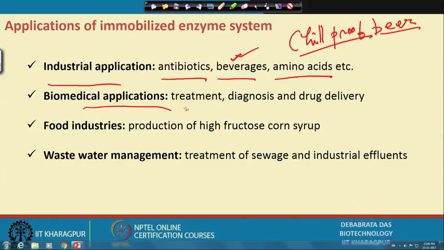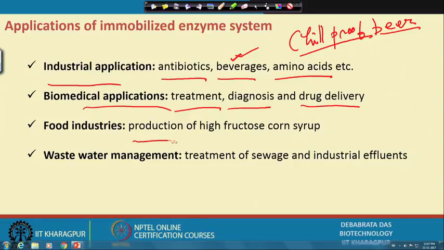Then medicinal application, I told you, treatment and diagnosis. Diagnosis means, suppose particularly during an athletics competition, we want to find out whether the athletes have taken any kind of stimulant. We can have a sensor, a biosensor. If we form the biosensor, we can easily detect whether they have taken any kind of stimulant. Drug delivery systems can also use this.